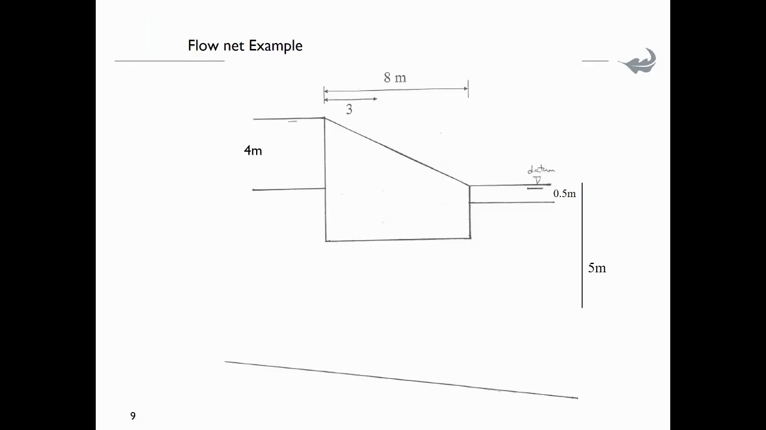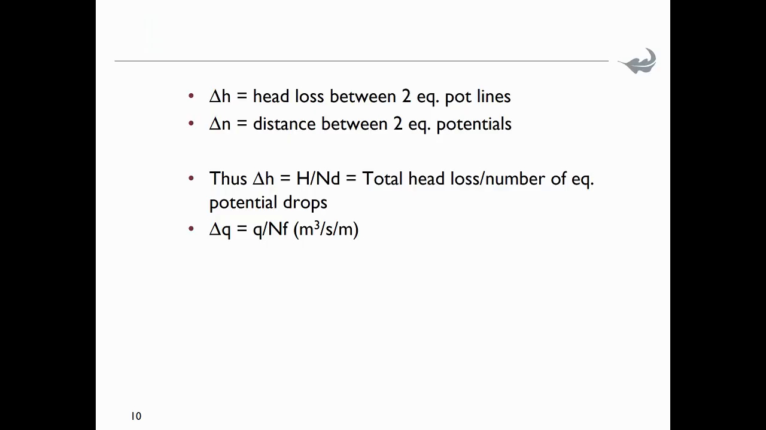I will show you the picture now, and then all of these will become a lot clearer than what I just stated. So delta H becomes the head loss between two equipotential lines, and delta N is the distance between two equipotentials. So delta H is the total head over the total number of equipotential drops, and delta Q is the same as the flow rate divided by the number of flow lines, and it's measured in cubic meters per second per meter. So this is the change in flow.